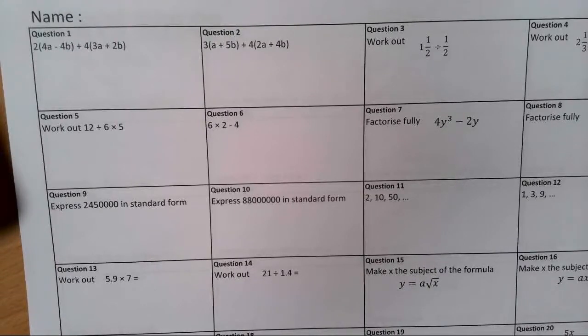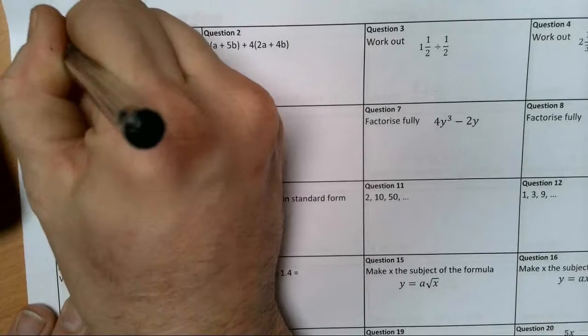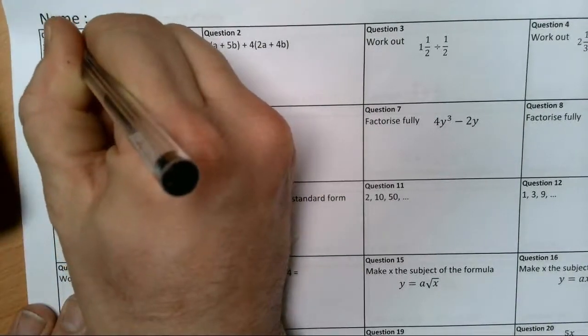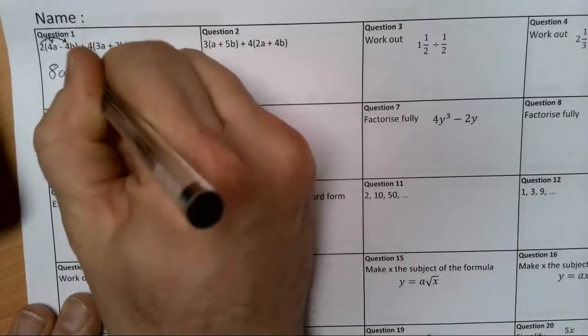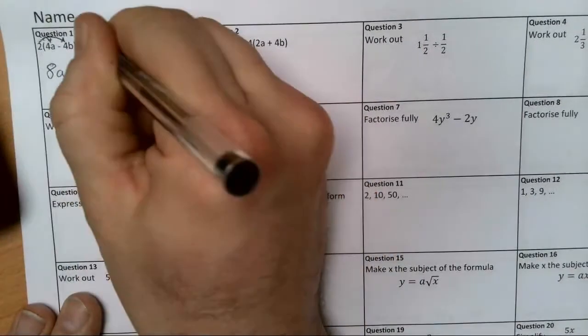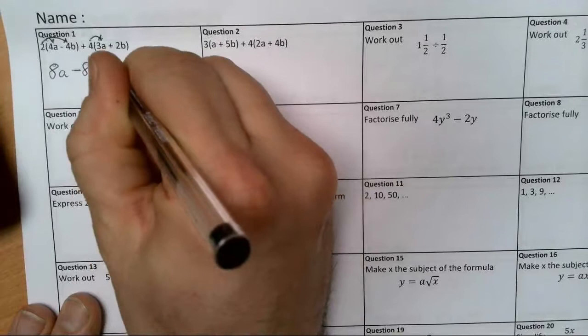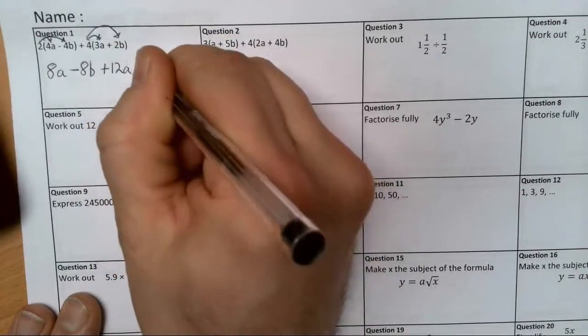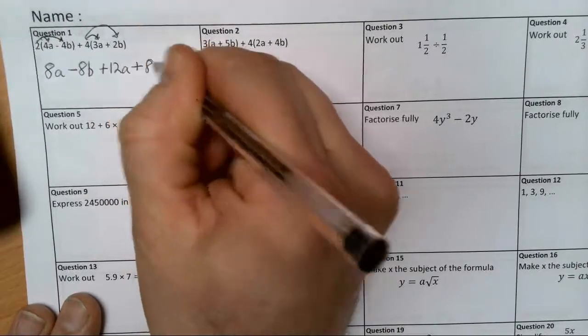Homework Booklet 9-3, Week 3, Spring 1, Question 1. We've got some expanding brackets, so 2 times by 4a gives me 8a, 2 times by minus 4b gives me minus 8b, then I've got 4 times by 3a, which gives me plus 12a, and plus 4 times by 2b, which gives me plus 8b.